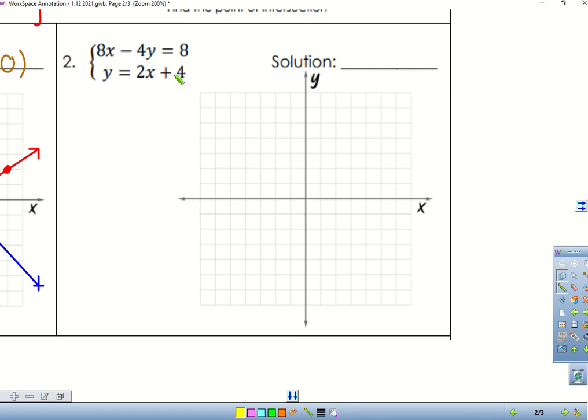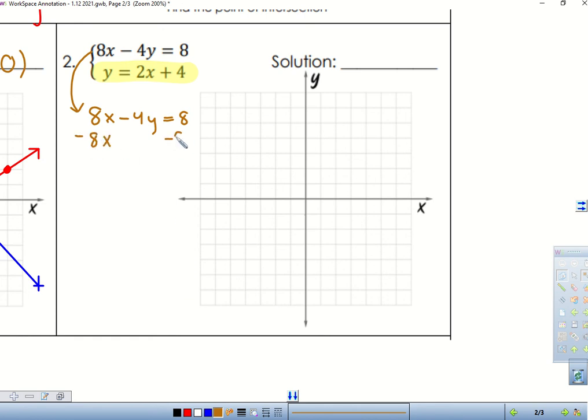So in this one, you're going to notice that one of these equations is already in slope-intercept form, so we will only need to rearrange the first one. I'm going to rewrite it here so that we're able to rearrange it. And our goal, of course, is to get y by itself. To do that, I'm going to subtract 8x on both sides. That's going to leave me with -4y is equal to -8x plus 8.